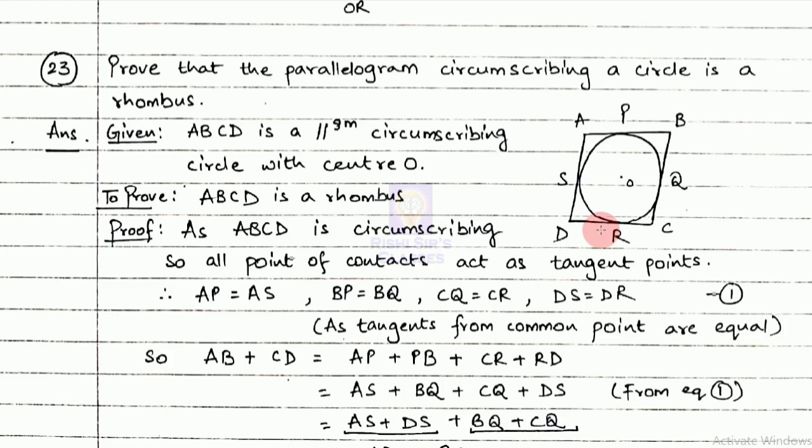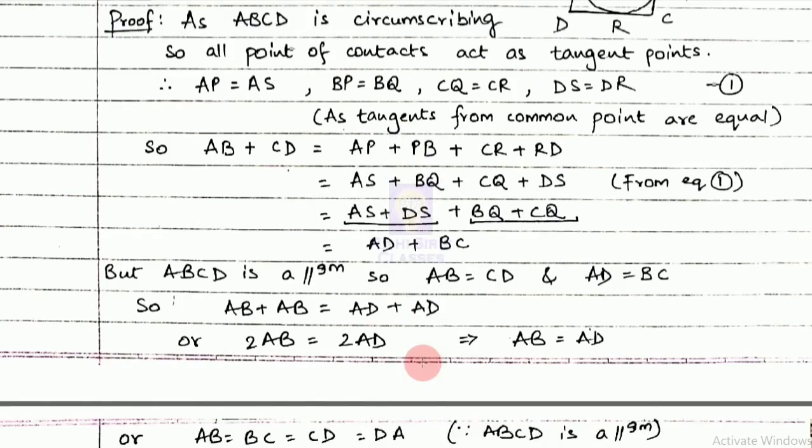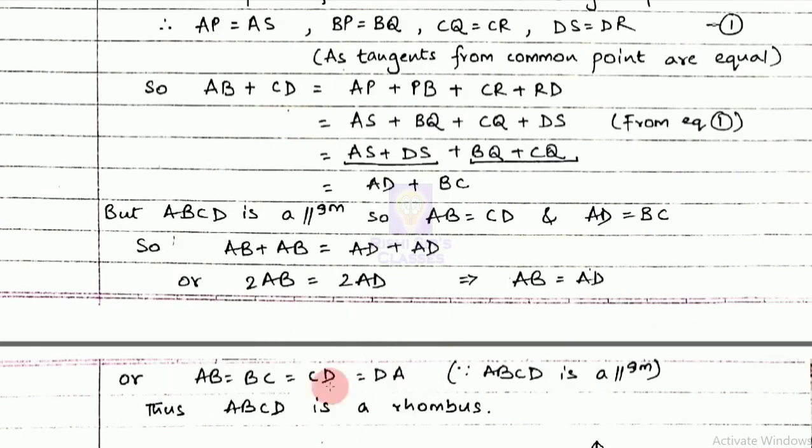Why? Because we know that tangents from a common point to a circle are equal. After that, we will just prove that AB plus CD is equal to AD plus BC. That we can prove like this. After that, it will be proved as a parallelogram, and then we can prove it a rhombus in this manner.